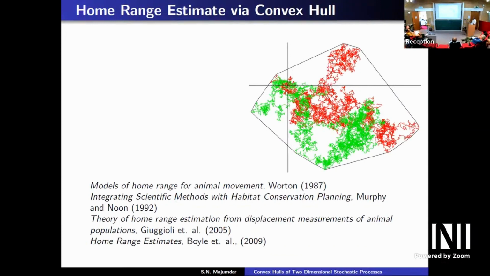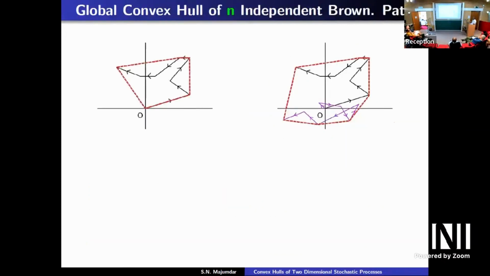More precisely, this is the convex hull of one single Brownian motion, or one single random walk, if you like. Now the point is that if I add one more random walk, this is the purple one here, and the black is the first one, so 2 walkers. You see the convex hull is not just an additive functional.